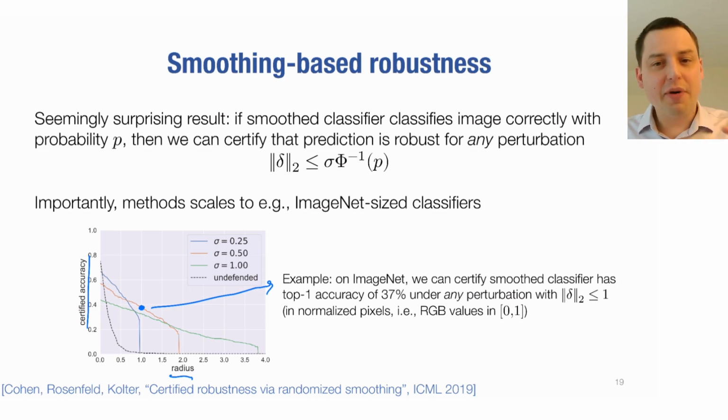But we can actually guarantee now a top one accuracy of 37%. So definitely not blowing away any records on ImageNet, but it's some of the first times that these non-trivial guarantees on ImageNet have been possible. And also, of course, these results have been improved a lot upon since we published them.